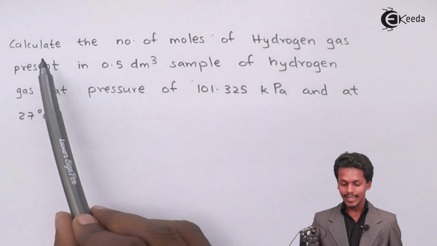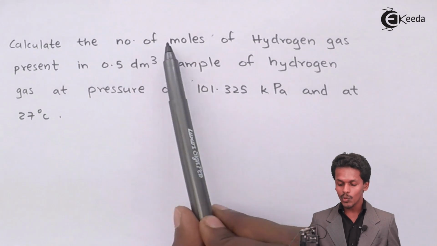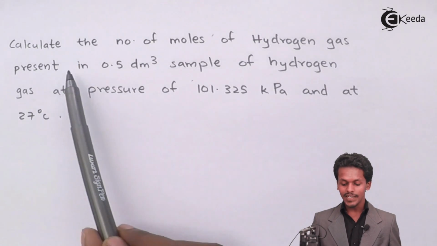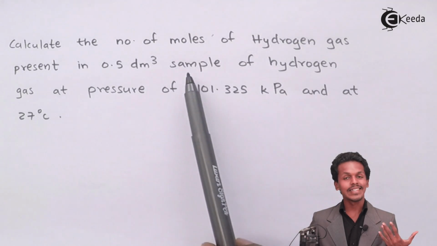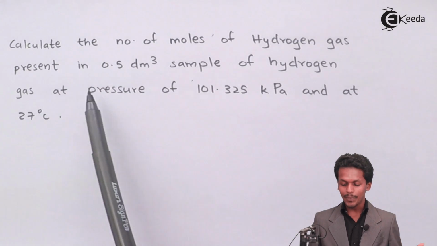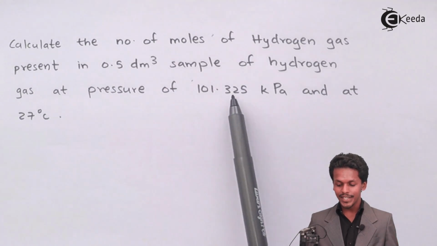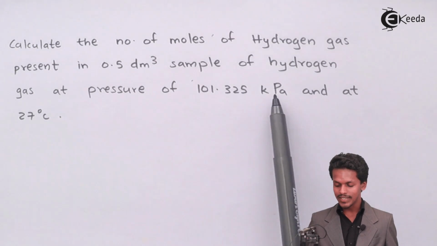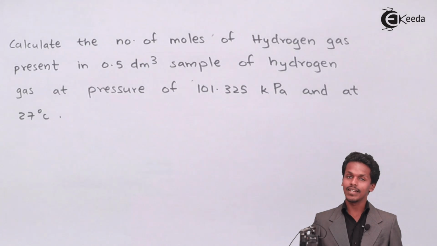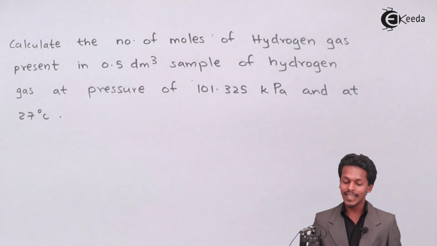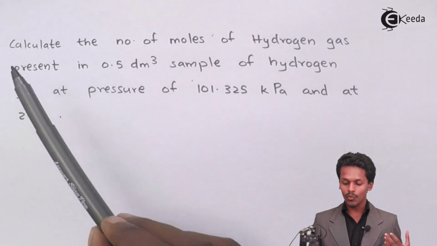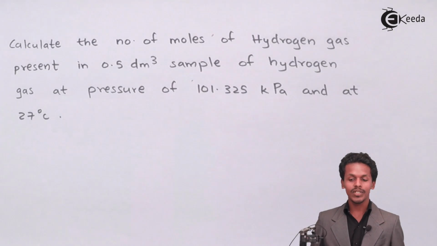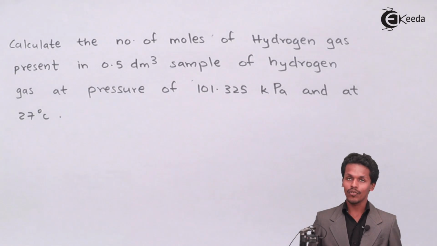They have written that we have to calculate the number of moles of hydrogen gas present in a 0.5 dm cube sample of hydrogen gas at a pressure of 101.325 kilopascal, where K stands for kilo, and at 27 degrees Celsius. This is the question given to us, and we have to calculate the number of moles of hydrogen gas present in this condition.